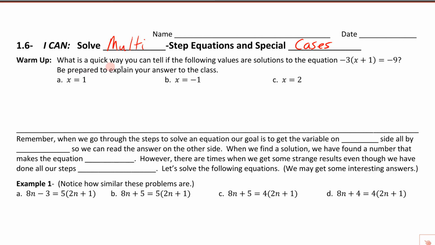So it says, what is a quick way to tell if the following values are solutions to this equation? We've got one answer that says x equals 1, the other one says x equals -1, and one says x equals 2. Well, we could see which one is the answer by actually just going through and solving this and see which one it is.